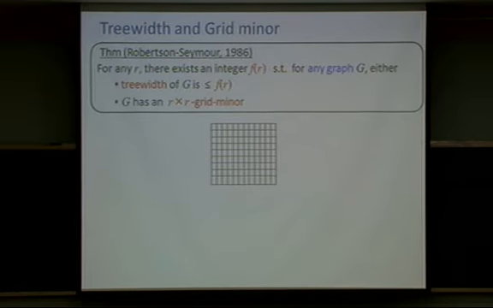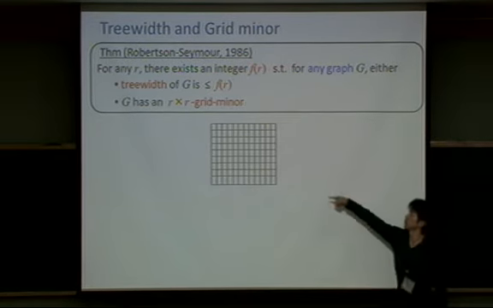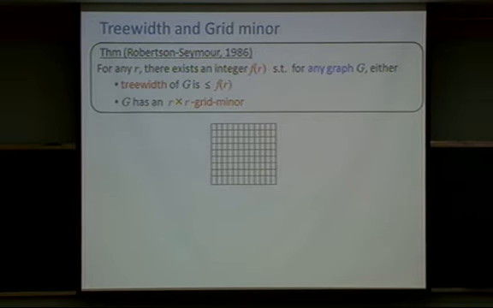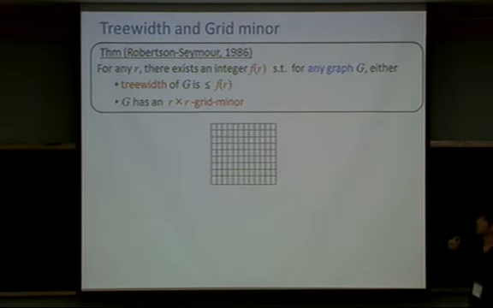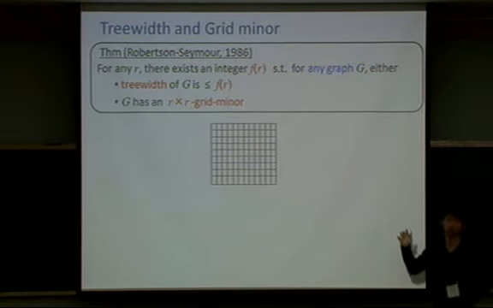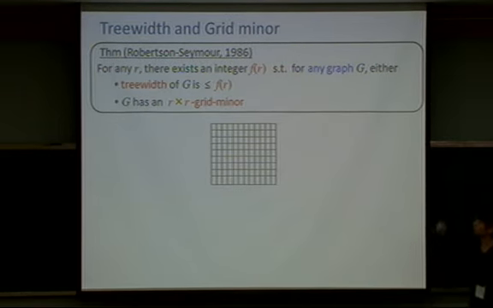Okay, and one of the important properties of the Treewidth is if the graph has a large Treewidth, then it has a large grid minor, and the grid minor is like this. And more precisely, this theorem says that for any integer r, there exists an integer f of r such that for any graph G, either the Treewidth of G is at most f of r, or G has an r times r grid minor.